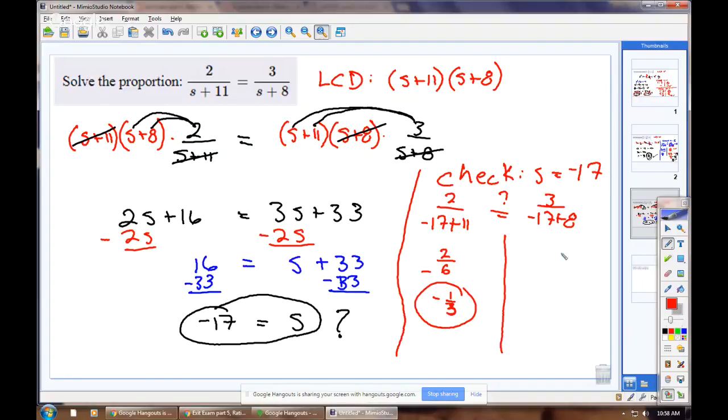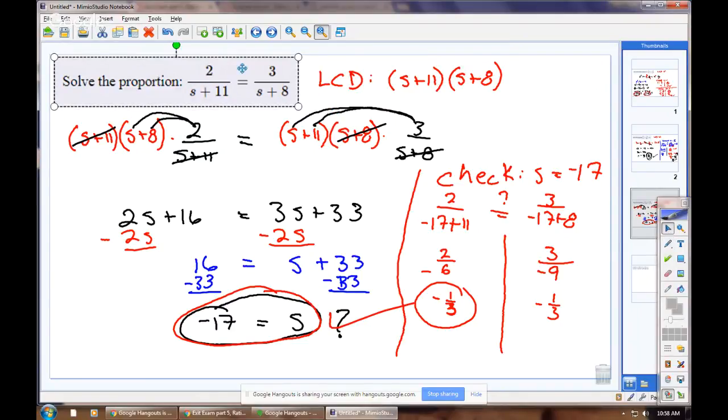On the other side, I've got 3 over, subtracting 17 from 8 is going to give me a negative 9. And 3 goes to 9 3 times. So yeah, there's negative 1/3 again. So this does check. Negative 17 is a solution. We're on a roll. All right, I mentioned there's another way to do that. So let's take a quick look at that.